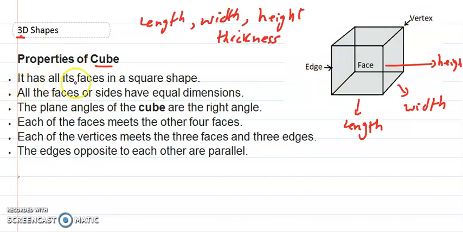So if we look at a cube, all the faces in the cube are in the square shape. So let's count the number of faces in a cube. If we look at this one, the front face and the back face too. This one third, and this one fourth, fifth, and sixth. So in total there are 6 faces in the cube.